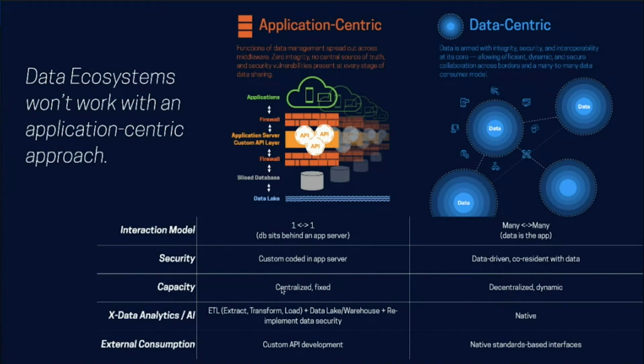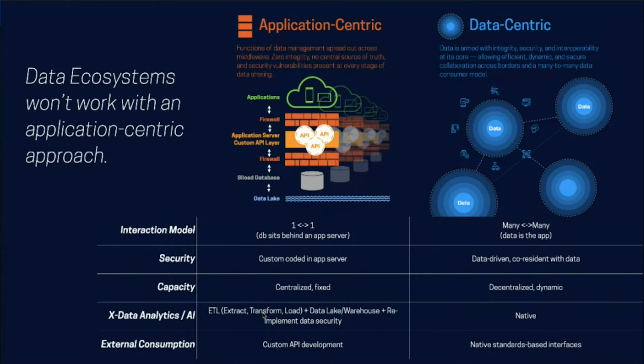From a capacity standpoint, in an application-centric world, we have a central or fixed capacity because we have only one channel into our data. Here, we may have multiple consumers, and we need to exist in a world where demand might be very dynamic. I may have multiple people requesting data that I have little control over, and we need an architecture that supports easy expansion and contraction of capability.